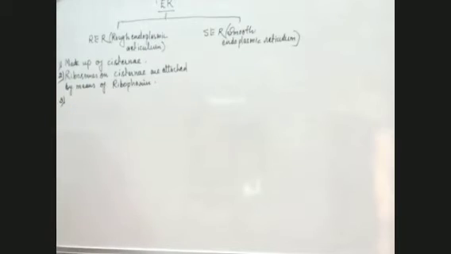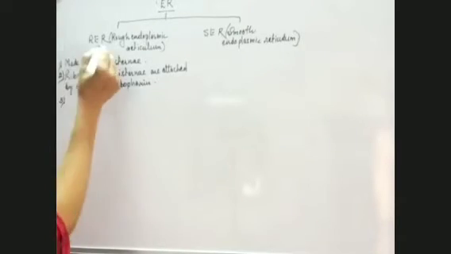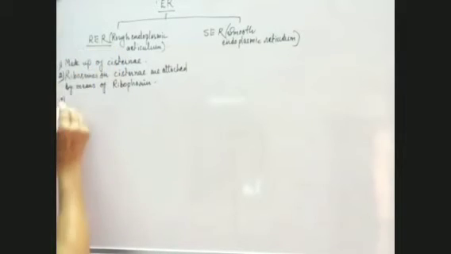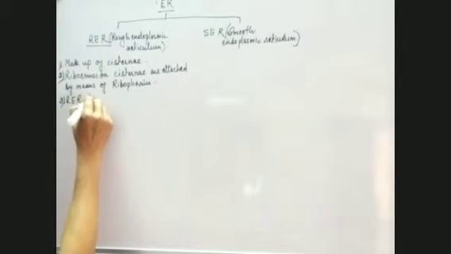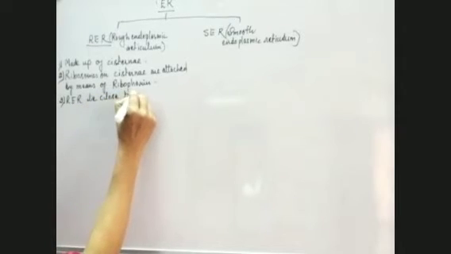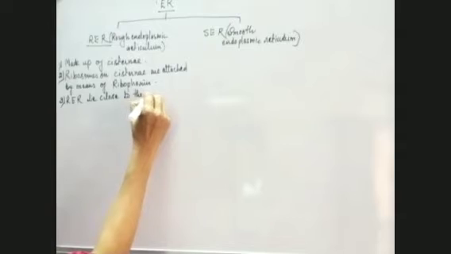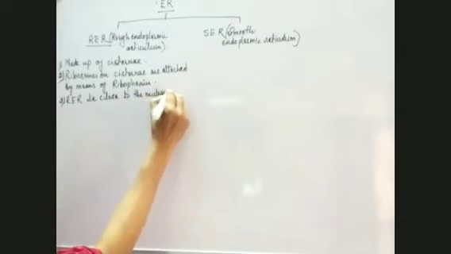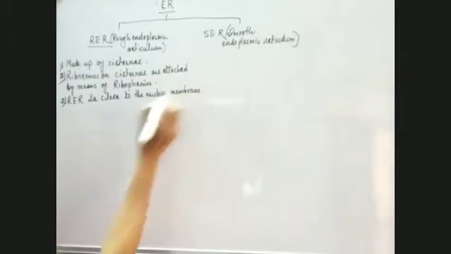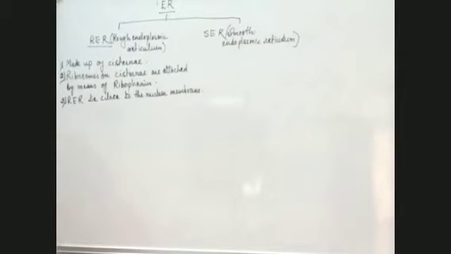Now the third point is they lie closer to the nuclear membrane. In all, we are talking about RER, rough endoplasmic reticulum. It lies close to the nuclear membrane.